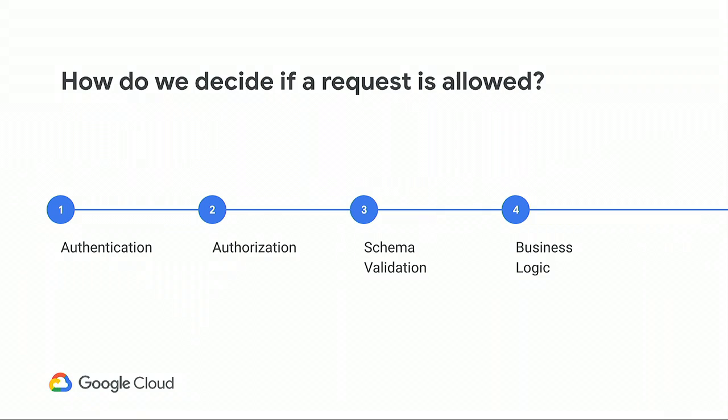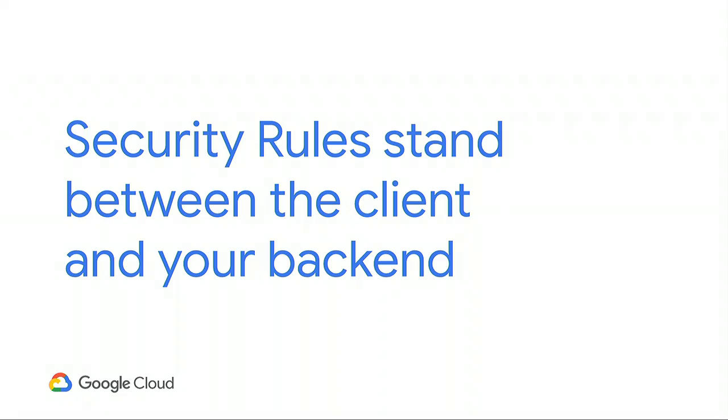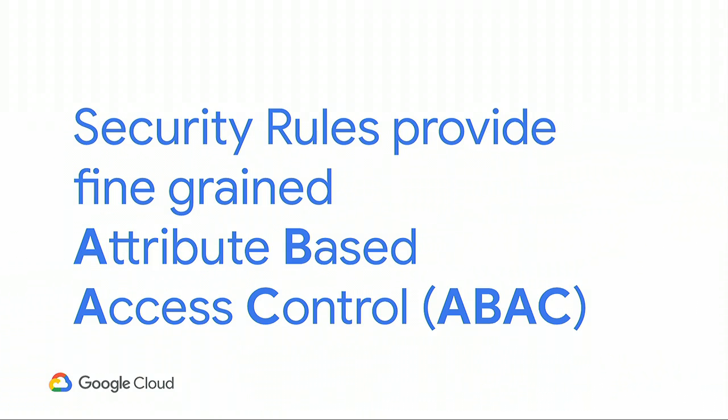how do you do schema validation? So when you upload a file, it looks like a certain way. Or how do you do business logic to validate that someone isn't inputting malicious data? And that's where security rules comes in. So Firebase security rules stand between your client and the backend that you're accessing to provide you those additional features. And it does so via this thing called attribute-based access control.